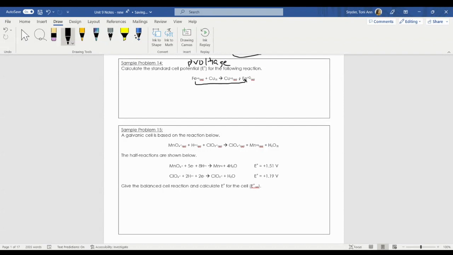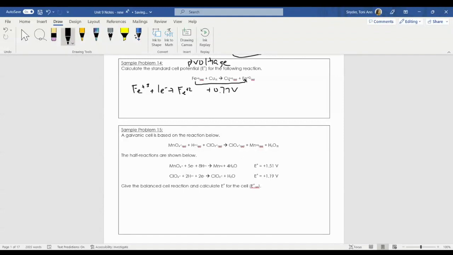So +3 to +2 is reduction. I could keep this reaction exactly the same. So I have Fe +3. Looks like it's already working better. Plus 1 electron is going to give me Fe +2. And that has a positive 0.77 voltage right there.